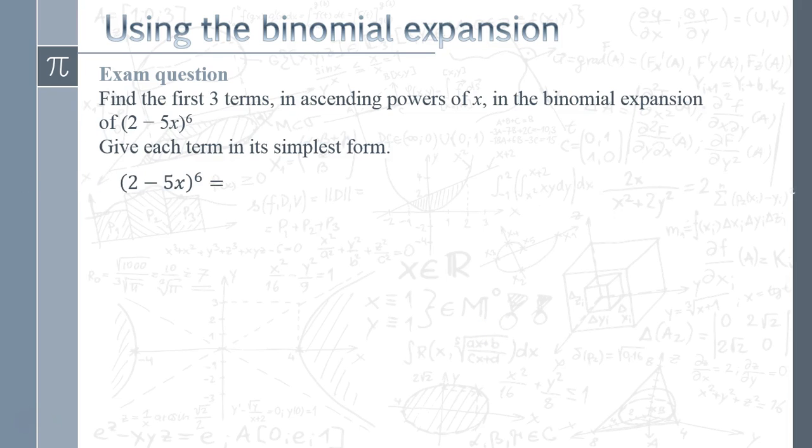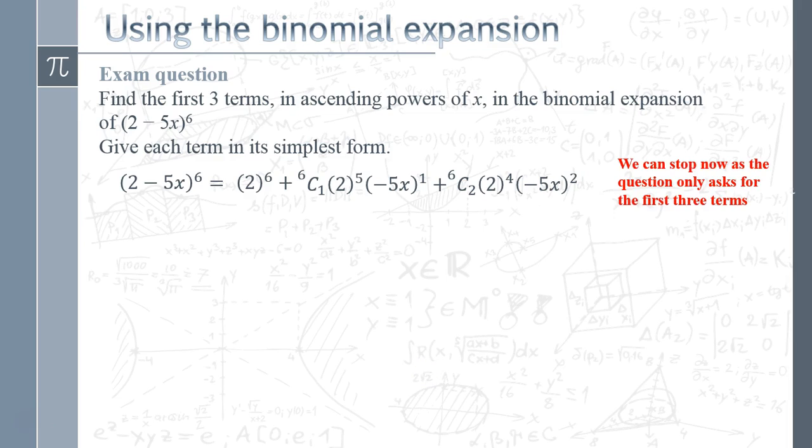So 2 minus 5x all to the power 6. I'm not going to worry about doing the entire thing. We're just going to do as it asks for the first 3 terms. So you'll notice in this case, I'm in an exam, I'm feeling more confident, I've done lots of practice, so I know that first term is just going to be 2 to the power 6. I haven't worried about including the other 2 parts to that term. But I'm definitely going to need them in the next term and in our third term, and I don't need to go any further than that because the question is only asking for the first 3 terms.